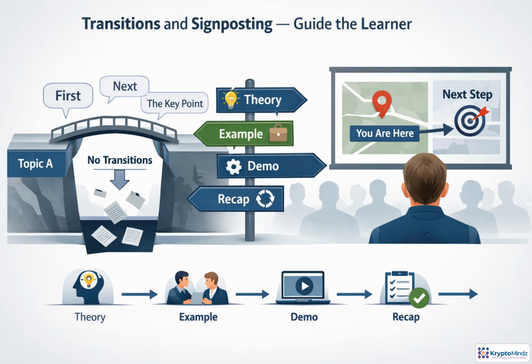Transitions are the bridges that keep learners from feeling dropped between ideas. A simple phrase like "first," "next," or "now let's see an example" shows how the parts connect. Signposting also raises attention before something important, such as, "The key point is." Use it when you move from theory to example, example to demo, demo to practice, or practice to recap. You are not adding filler. You are giving learners a map.